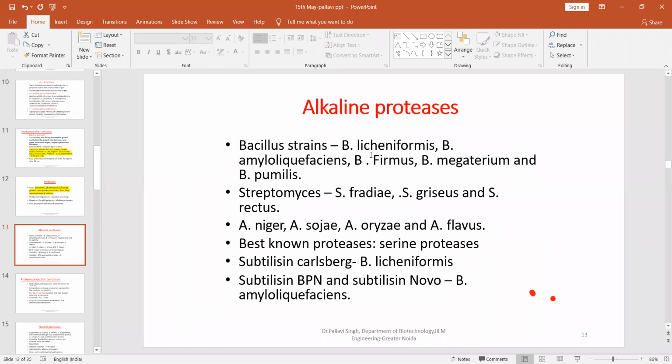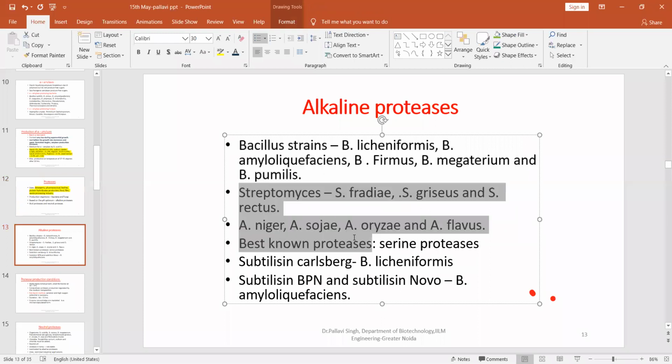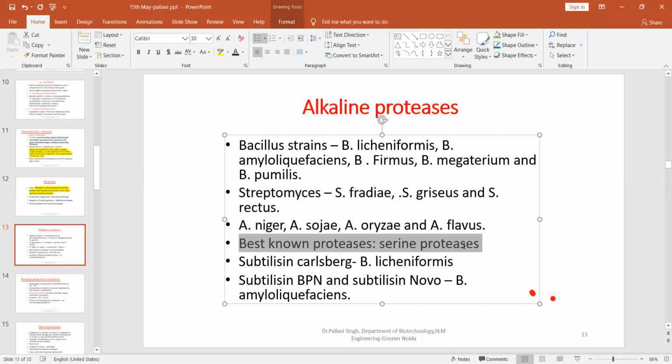Again, I have mentioned that for alkaline proteases, we can use these strains: Bacillus licheniformis, amyloliquefaciens, Megatherium. And if I have to go for the fungus, I can use these fungus: Streptomyces fradiae, Streptomyces griseus, Aspergillus niger, Aspergillus flavus. And the best known proteases which work in the industry, alkaline proteases, are serine proteases.